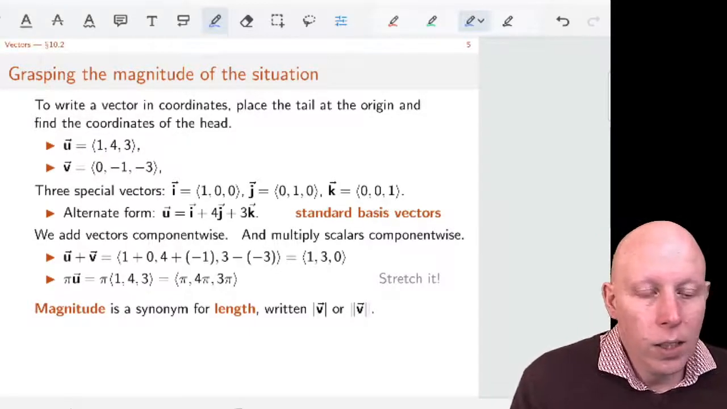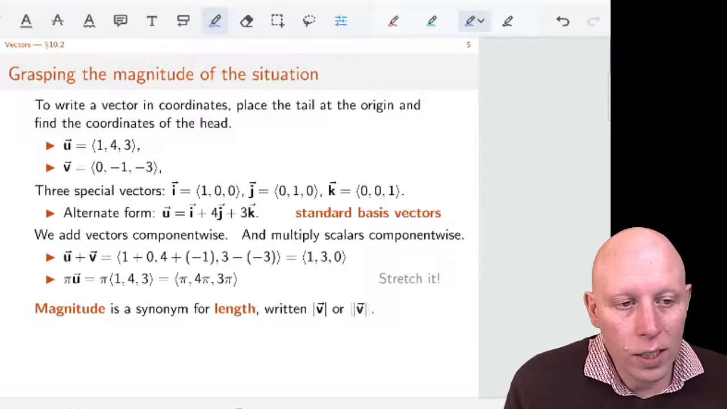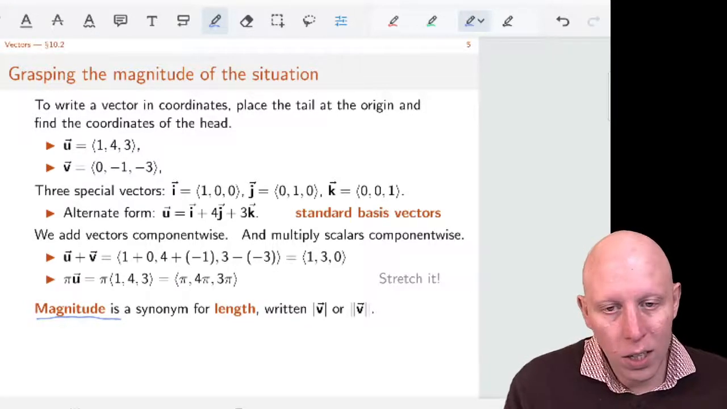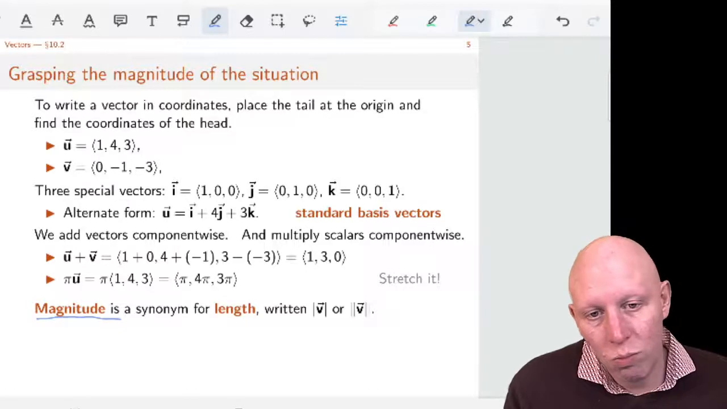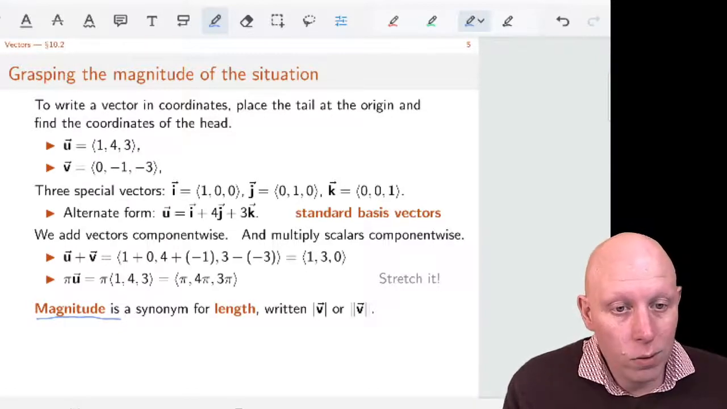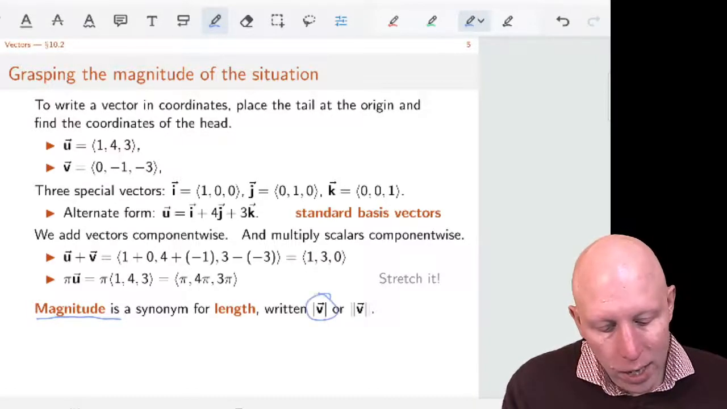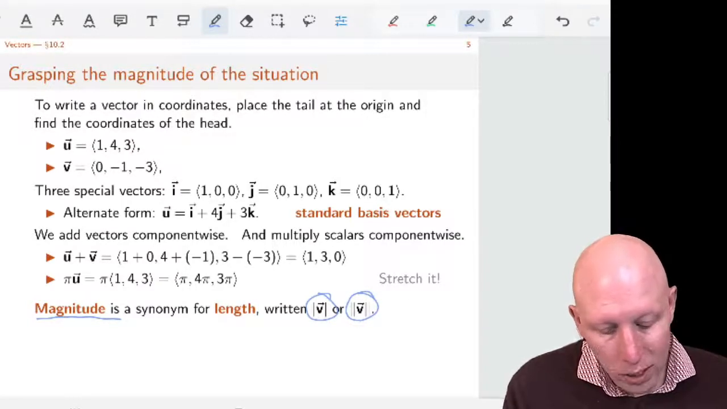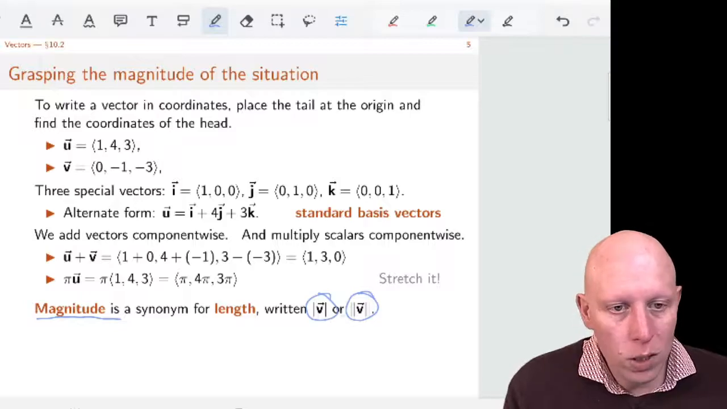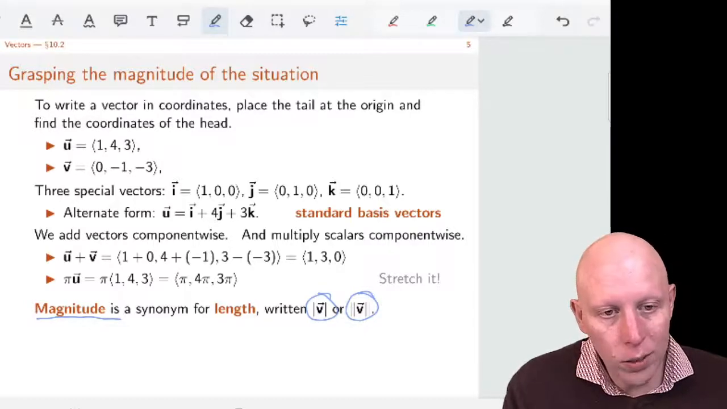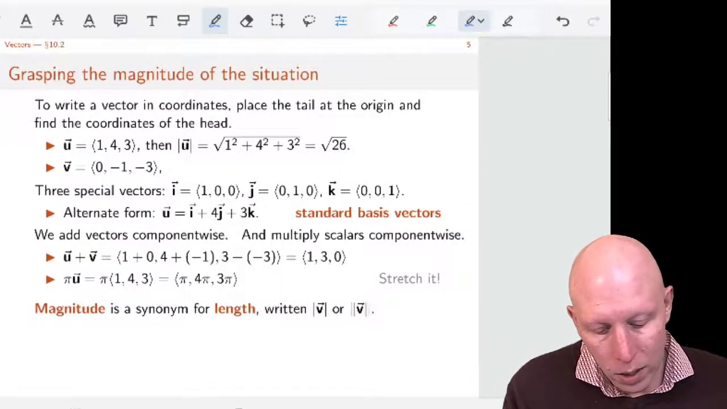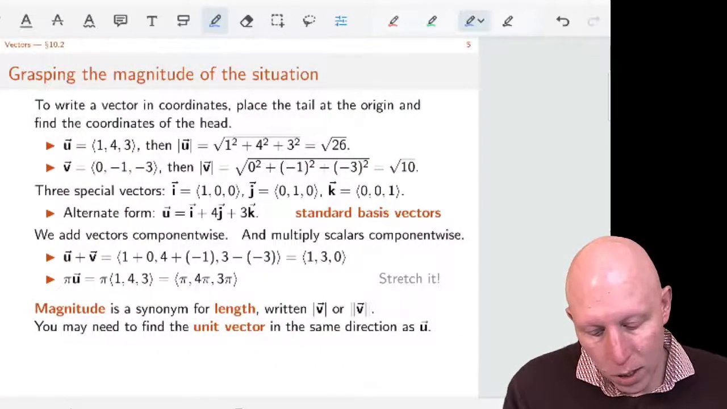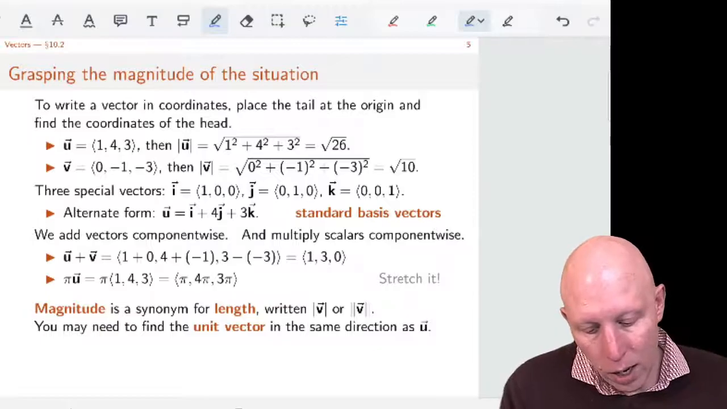And the last thing that you need to know about vectors right now is the magnitude of a vector. The magnitude is a synonym for the length of a vector, and you can write it as length of v, or magnitude of v, which is 1 bar around it or 2 bars around it. So what's the magnitude of the vector?